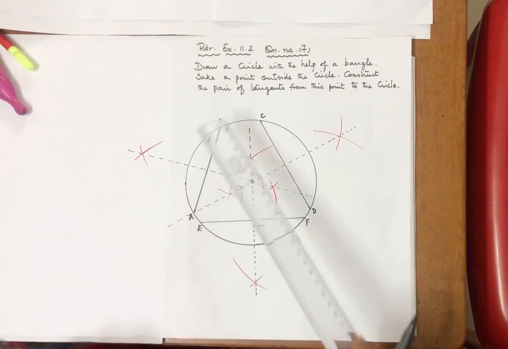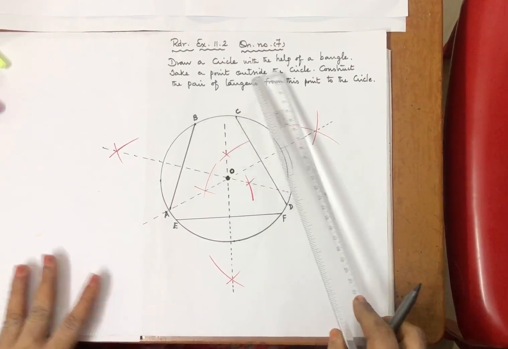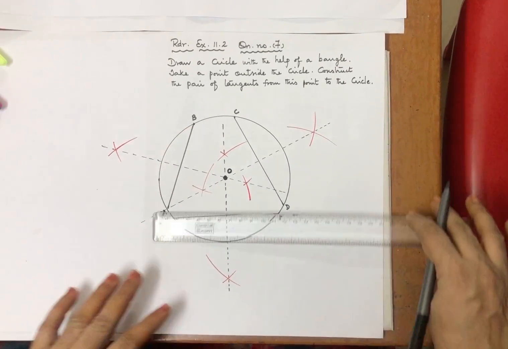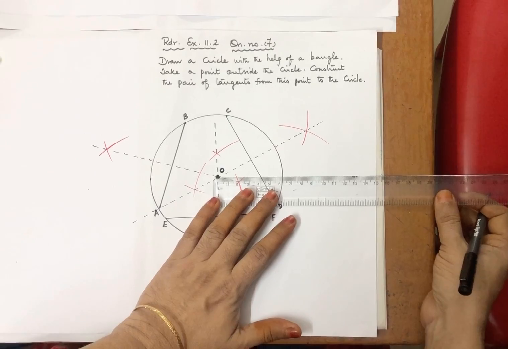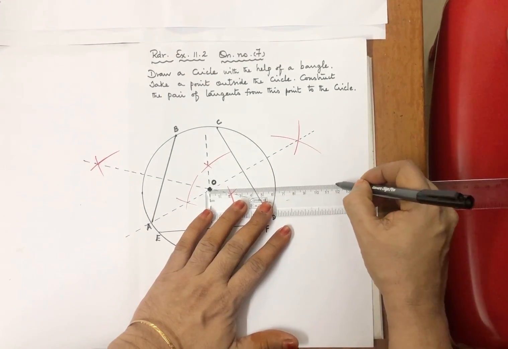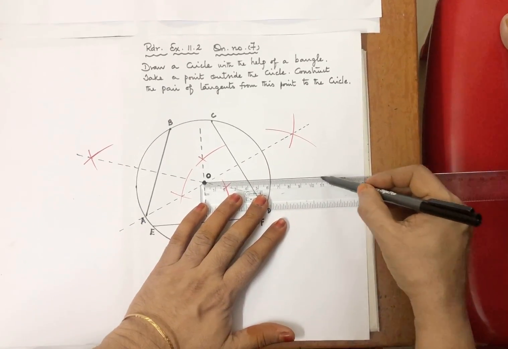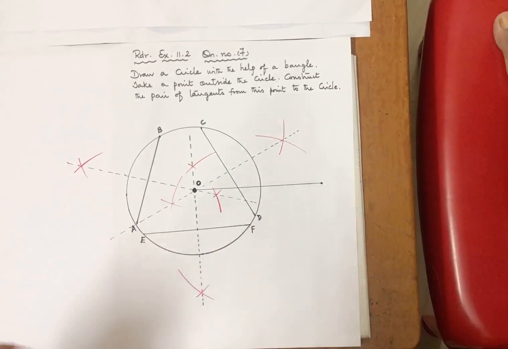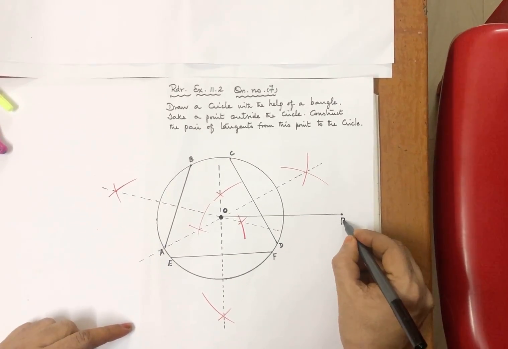So draw a circle with the help of a bangle. Take a point outside the circle. Now from the center, you take a point without any measurement. You take a point outside the circle and join it from the center. Remove the scale. Name this point as P.